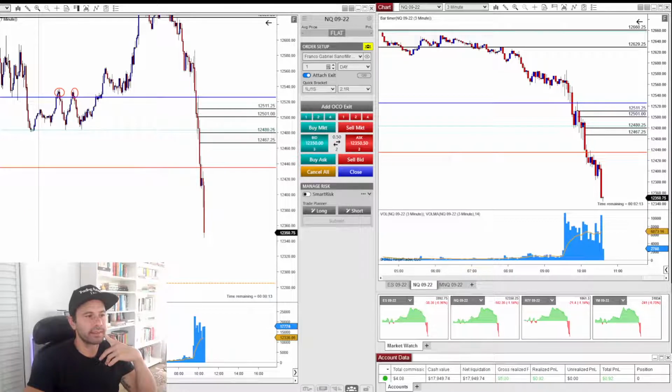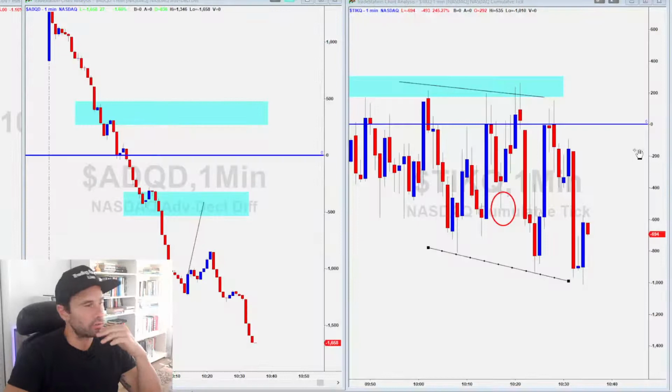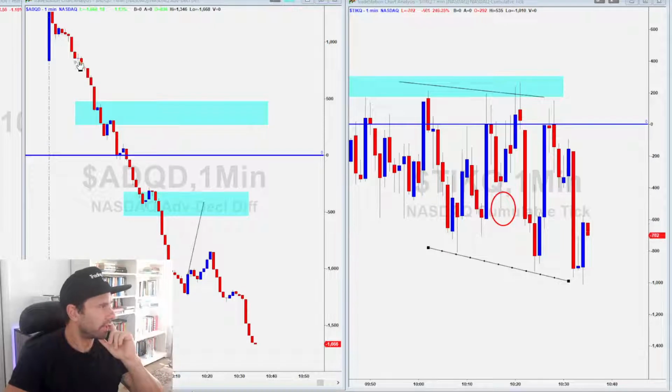So how can I say, Franco, you just missed it? This thing is running without you. It is running without me, but the reality is that I don't have a system to just jump right in, because I've been burned out taking too many breakout trades in the past. So the ADQD, this was the only retracement that I could have taken. But other than that, it's just straight down.